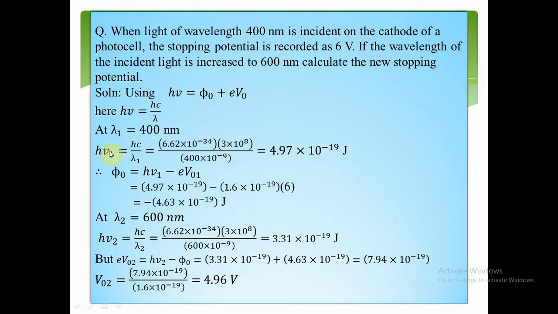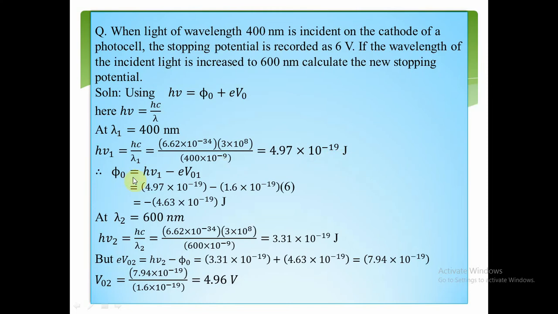Substitute this value into this equation where h is Planck's constant. The value of Planck's constant is 6.62 into 10 raised to minus 34 joule seconds, and c is the velocity of light, that is 3 into 10 raised to 8 meter per second, and wavelength is given, that is 400 nanometer. 400 into 10 raised to minus 9, because nano is 10 raised to minus 9. After the simplification, we will get 4.97 into 10 raised to minus 19 joules.